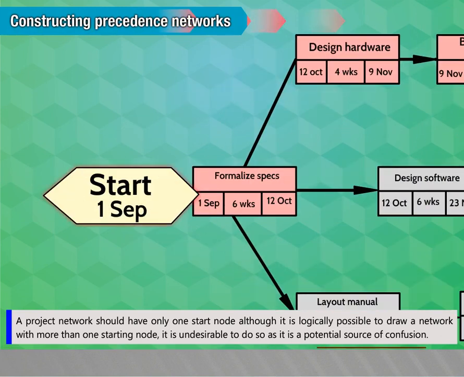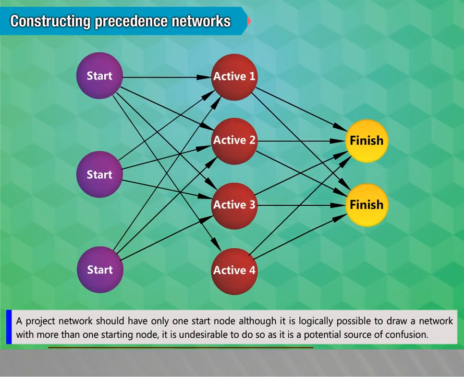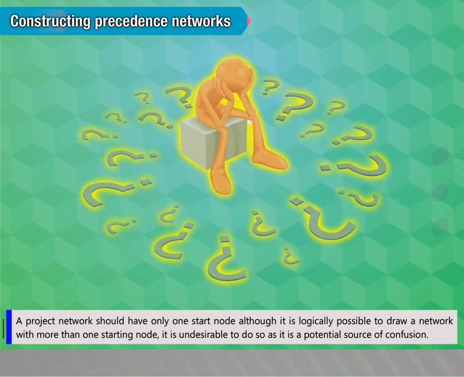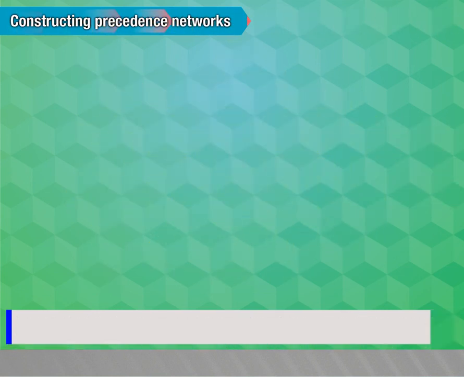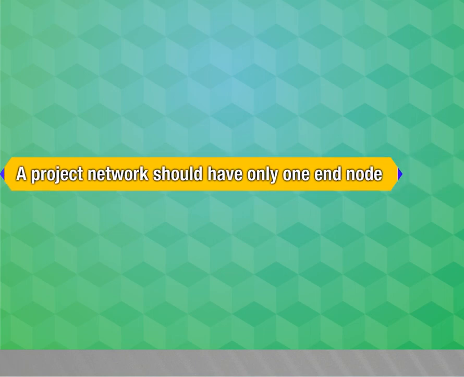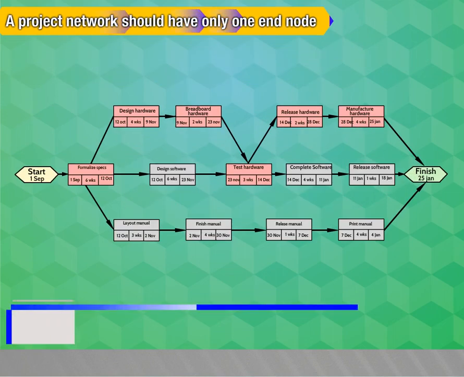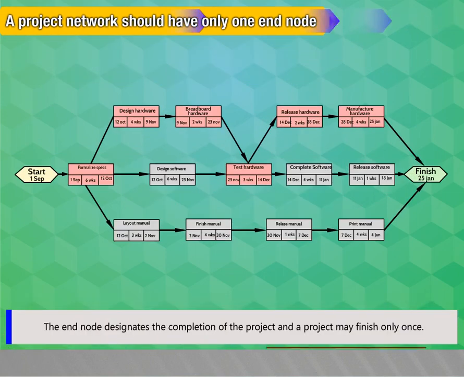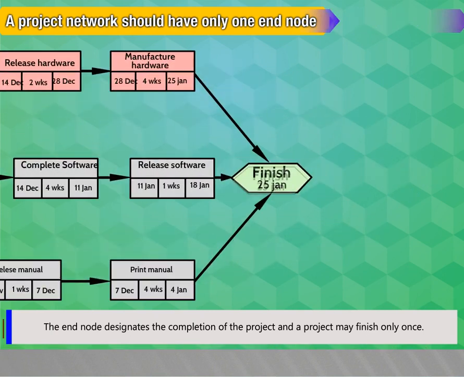A project network should have only one start node. Although it is logically possible to draw a network with more than one starting node, it is undesirable to do so as it is a potential source of confusion. In such cases, for example, where more than one activity can start, a dummy start node may be used which has zero duration but may have an actual start date. A project network should have only one end node. The end node designates the completion of the project, and a project may finish only once.